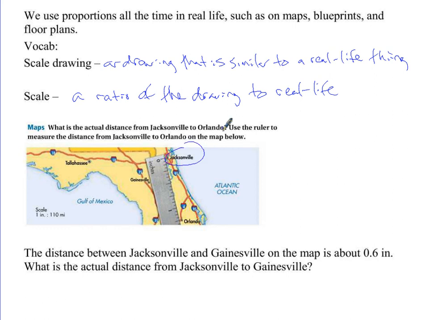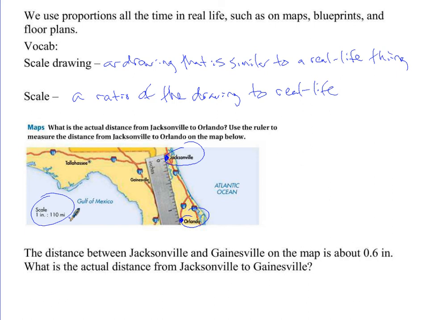And then it says, what is the actual distance from Jacksonville to Orlando? Orlando is sitting down here. So on the map, Orlando is there, and Jacksonville is here. And in this drawing, they're giving you like a ruler. Like somebody put a ruler down and they measured how far it is from Jacksonville to Orlando. Now also in the map, on any map, you're going to see a scale. The scale there says 1 inch to every 110 miles. So on the map, 1 inch corresponds to 110 miles in real life.